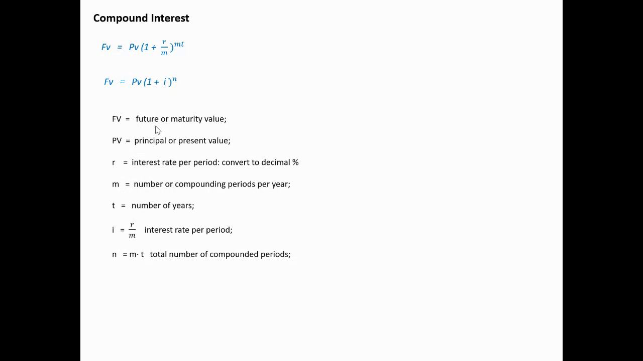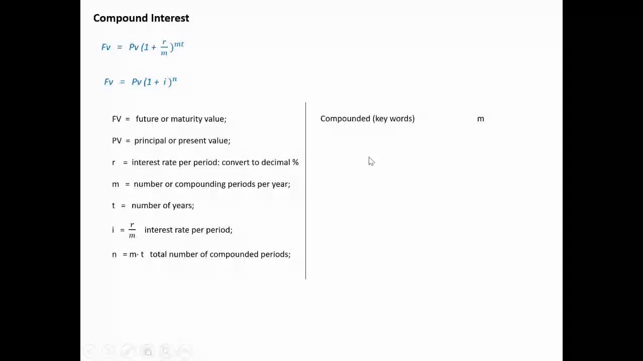The M is the number of compounding periods per year. The T is the number of years. And the I is the interest rate per period, which is the R divided by M. And the N is the total number of compounded periods, which is the M times T. Okay? Now, these are key words for compound, right?